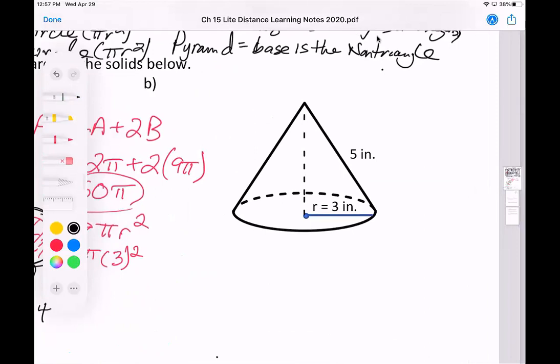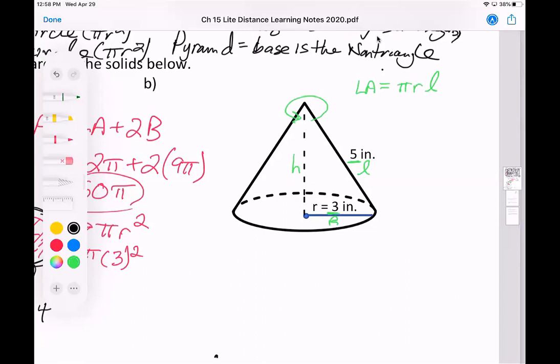Now for a cone, the lateral area is the part that wraps around. To calculate lateral area, we use the formula pi r L, and L is the slant height. So this 5 right here is L. The radius is identified as 3. And eventually we'll want to find this height of the cone, so how about we just do that now, since we're going to need it eventually anyway.